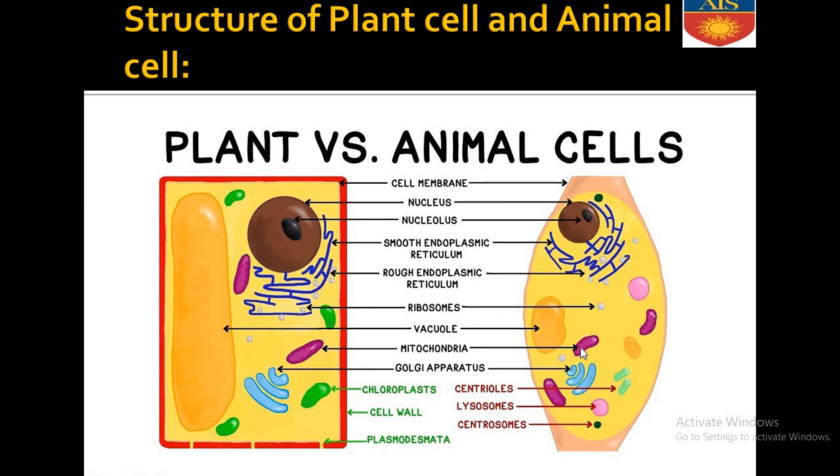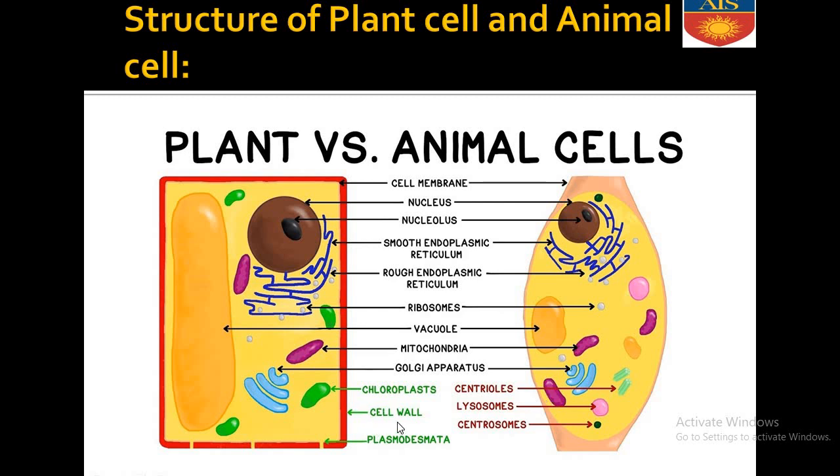Mitochondria, the powerhouse of the cell. It gives us energy in the form of ATP. Golgi apparatus, flattened sacs and vesicles are there, stacked. These are responsible for synthesizing hormones, secretory hormones and proteins. Now, centrioles, which are present only in animal cell, are responsible for initiation and regulation of cell division. Chloroplast, which is only present in plant cell. This is the site of photosynthesis. Cell wall, which is present in plant cell, but it is absent in animal cell.